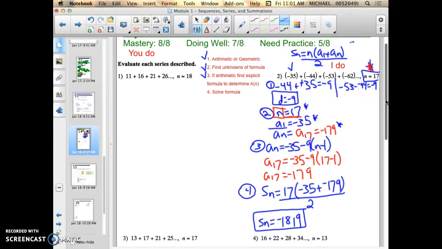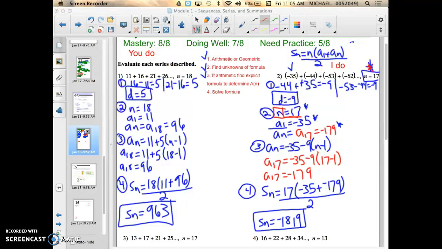At this point, go ahead and pause the video and try number 1 on your own, following it step by step, just like I did, to check your understanding. At this point, you should have paused the video and tried number 1 on your own. I have shown all 4 steps in blue here. The first step was to determine if it was arithmetic or geometric. I said that it was arithmetic because I found a common difference of 5.